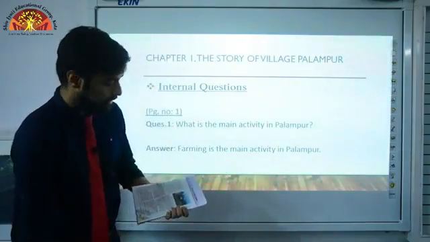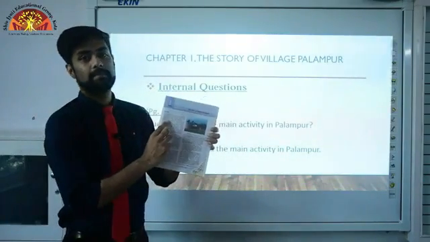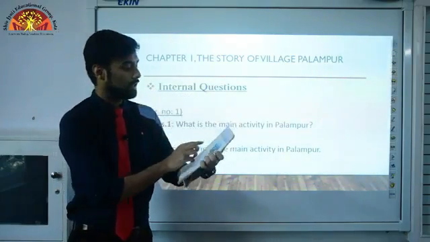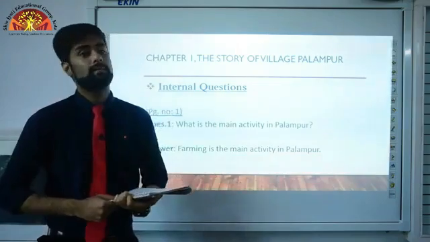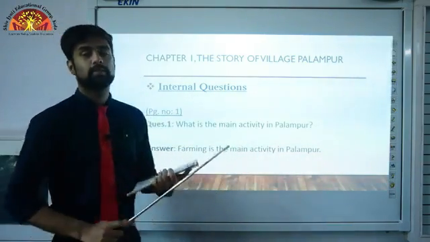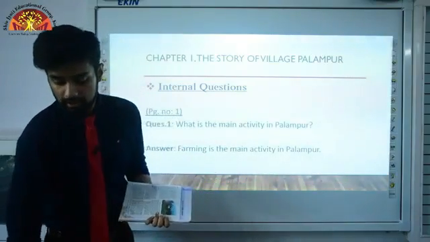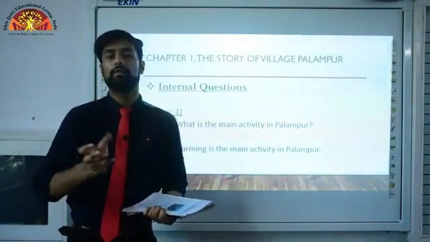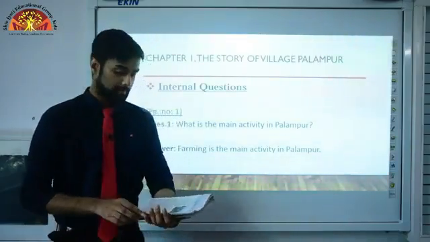You will find the answer on the first line of the second paragraph. Okay, in your book, the first line of the second paragraph is there. Farming is the main activity in Palampur. Okay, what is the main activity in Palampur? Farming. Means most of the people are engaged in agricultural activity in Palampur. I hope you mark this. You can pause your video if you need time to write the questions.